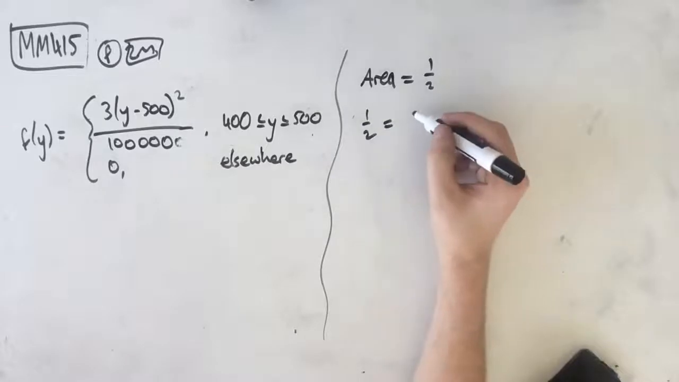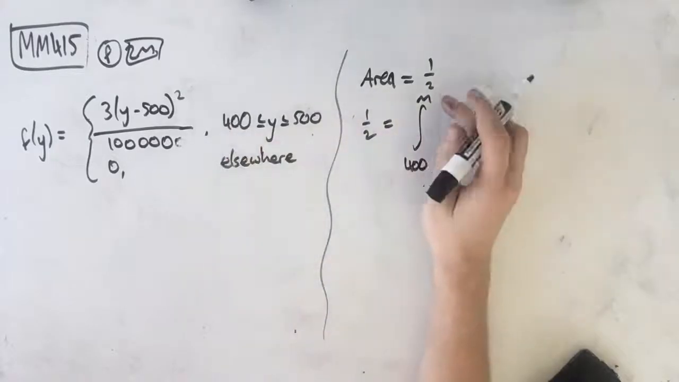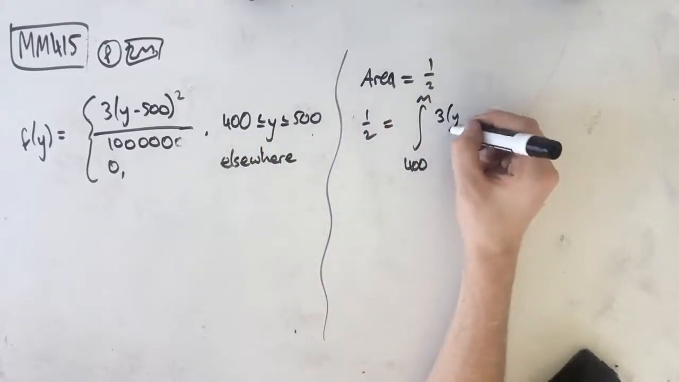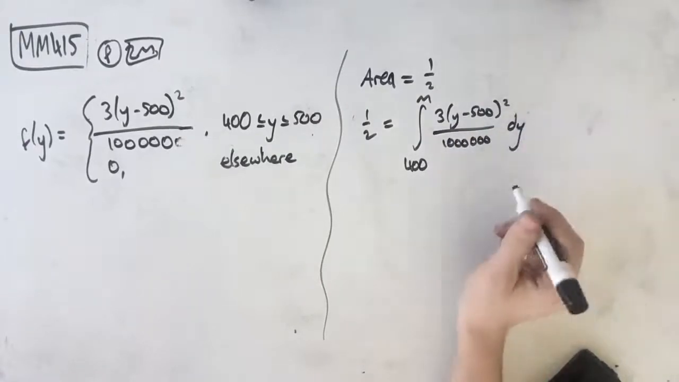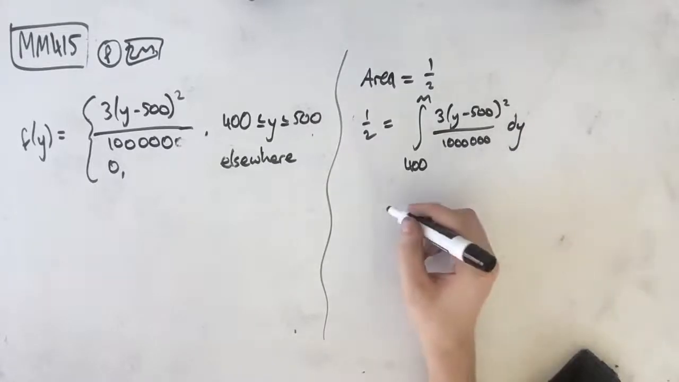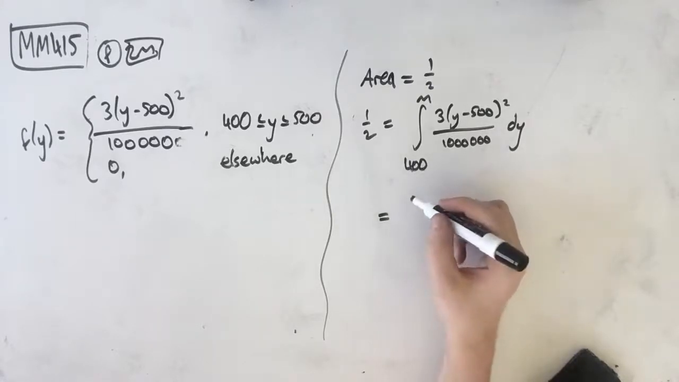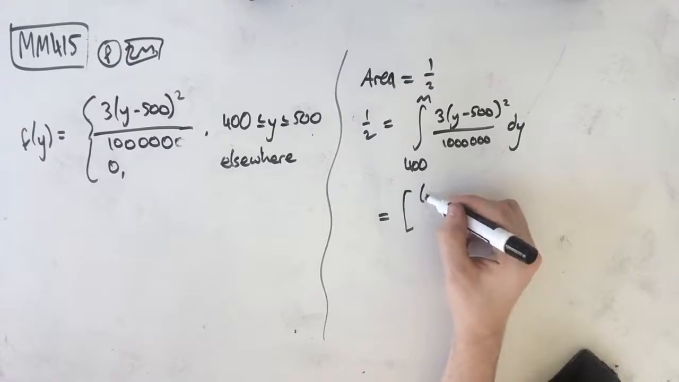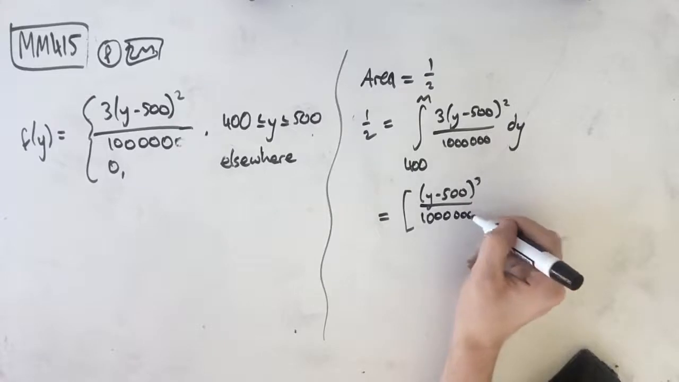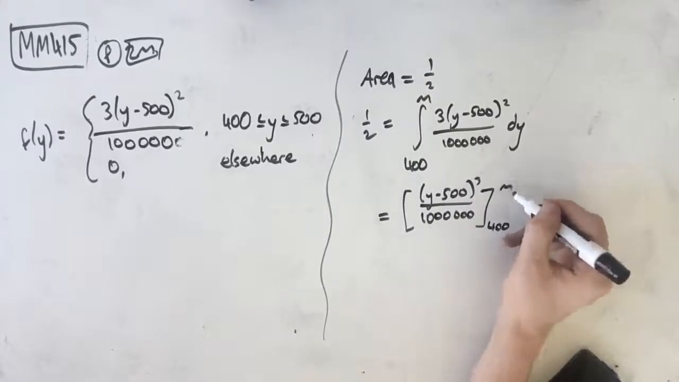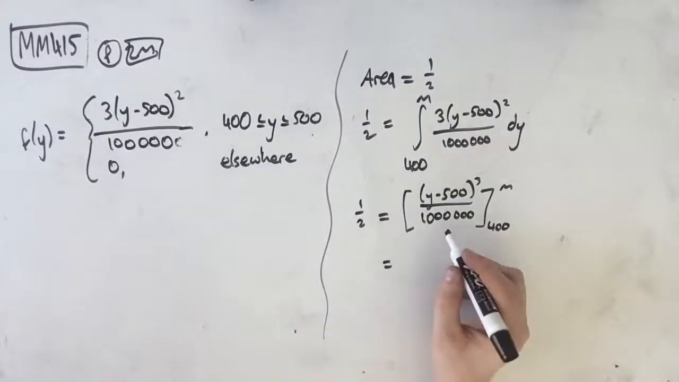So 1/2 equals our area from 400 to m. So the lower bound to our median is 1/2, okay, of 3 times (y take 500) squared over 1 million dy. And then we can just evaluate this. So what I would do is actually sub this into my CAS and just rewrite the next section using that. So our next part is (y take 500) to the power of 3 over 1 million from 400 to m, and that's equal to 1/2. Now we can just sub in our values as normal to evaluate this.